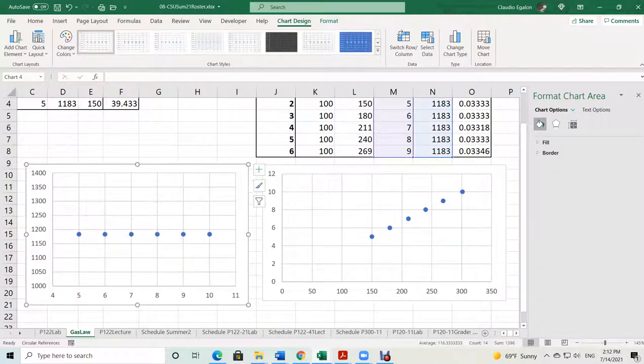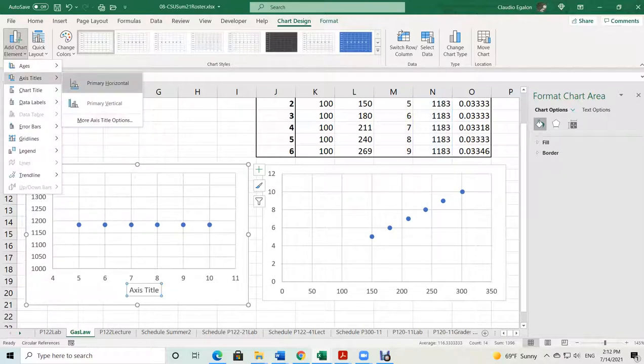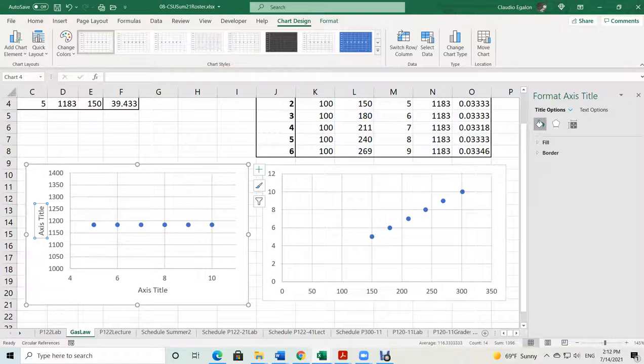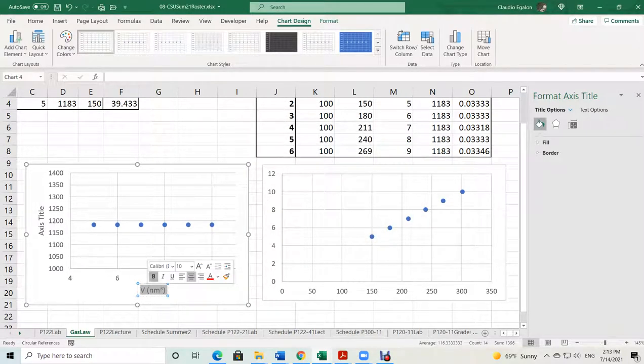Important piece of information. Chart design, add chart element, axis title, primary horizontal, axis title, primary vertical. And now you type it here. That's going to be volume, cubic nanometers. If you were in my P120 lab, we did all of that. Font, superscript, here you go. Pressure, don't forget to put the unit as well. I'll leave that for you to do.